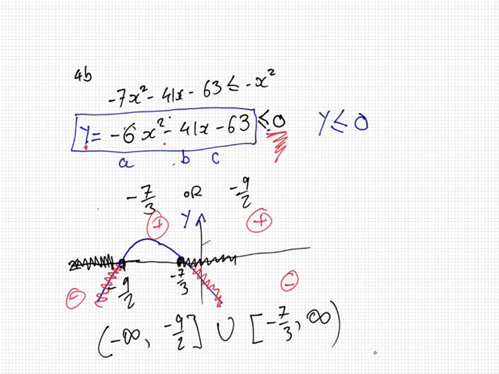Just a question. How did you get minus 7 over 3 or minus 9 over 2? Quadratic formula on the calculator. I could do it with the minus b formula, or by factoring. It's just the formula.